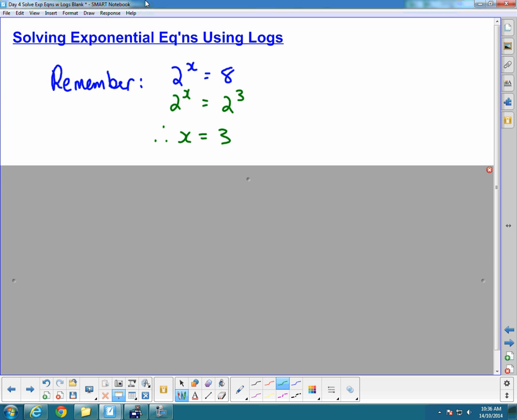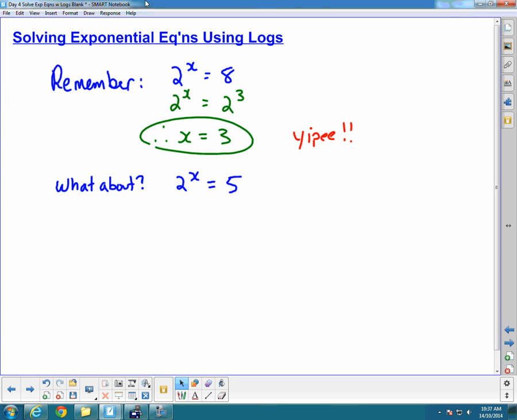Remember, I like that "therefore" thing because we're ignoring the bases, and the only way this statement can be true is if the exponents are equal, and so therefore, x equals 3. And we're really excited because we know how to do that. I expect lots of yippies and cheering as you watch this video. So that's great, we know how to solve exponential equations, so it should work all the time.